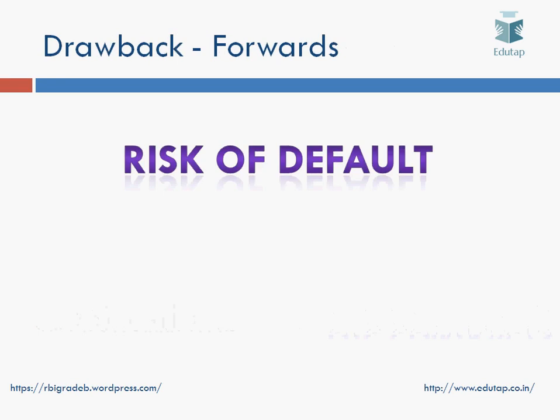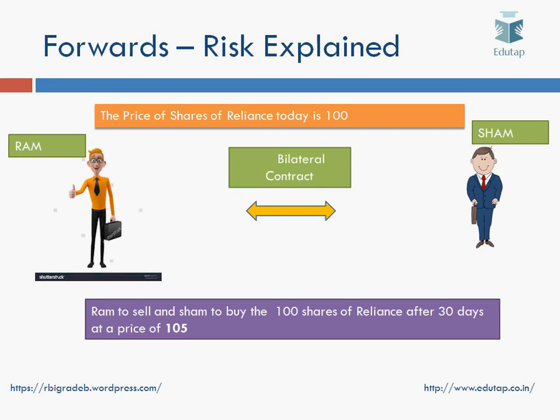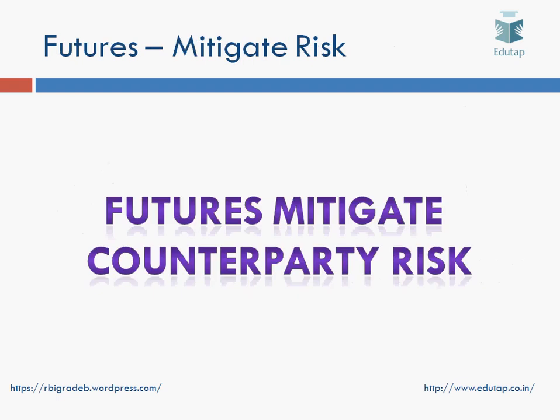The major drawback of forwards is that there is a risk of default, which is called counterparty risk. Now what is that counterparty risk? In this contract, since Ram has to sell those shares after 30 days from now at 105, suppose at the settlement date the price becomes 110. So now Ram would think, why should he sell at 105 when he can sell at 110 to anybody, because the price today is 110. So he might get greedy, he might not fulfill his obligation, that is he might not sell those shares to Sham at 105. So this is called a counterparty risk.